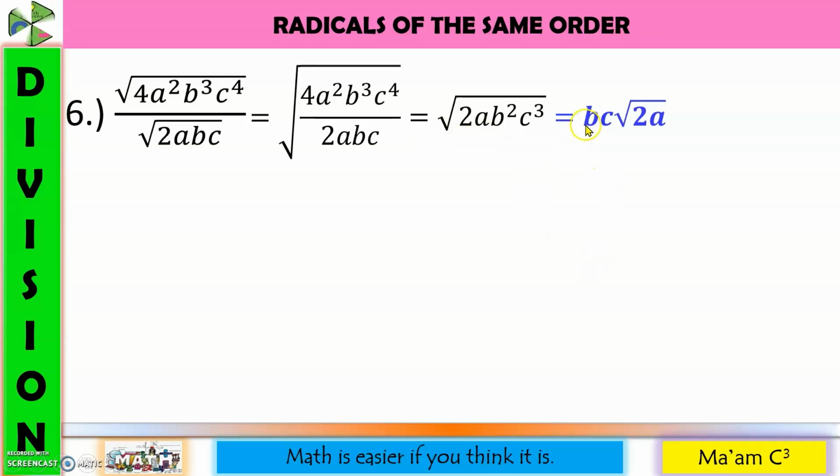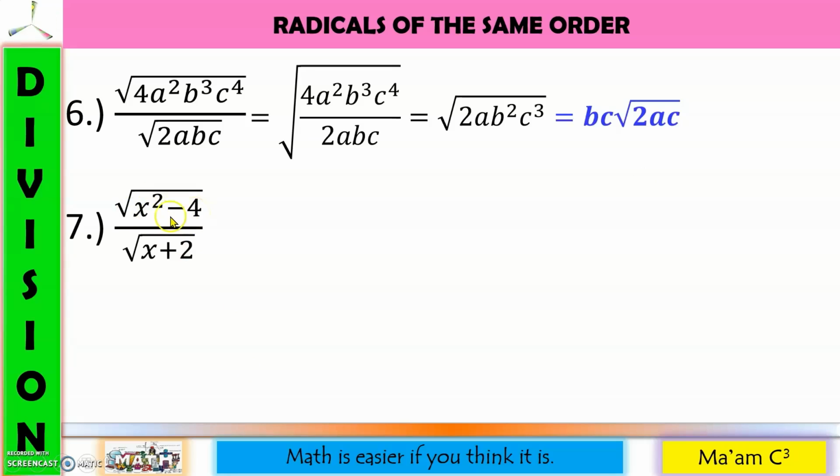When we factor out 1b, since this is 1, times 2 is 2, and 2 minus 2 is 0. No more b left in the radicand. But for c, 1 times 2 is 2, and 3 minus 2 is 1, so there is still one more c.